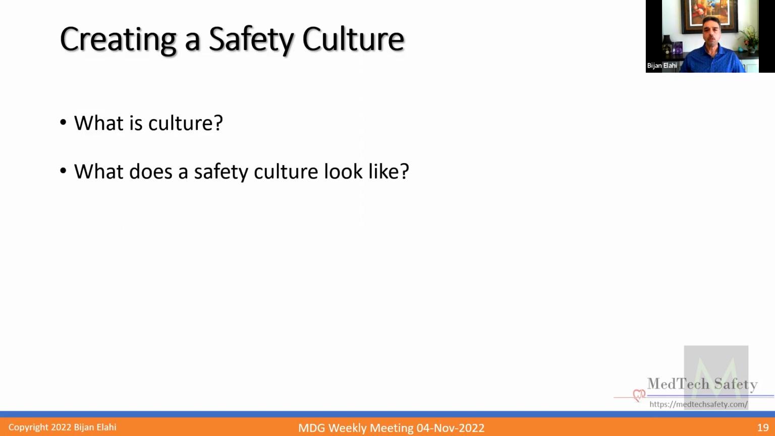So what does a safety culture look like? I'll mention some characteristics. In a company with a good safety culture, top management's attitude is that patient and user safety is paramount in the business of the company. There is a sense of safety for the people in the organization that they will not be punished for identifying safety risks of the products that the company produces. You can imagine that identifying safety risks delays product launches, and that costs money.